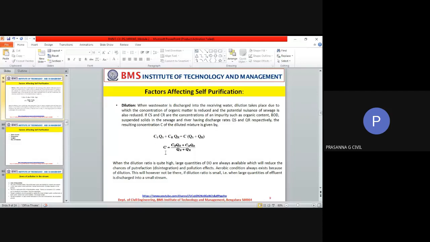That will give you the average concentration of BOD that is present. When the dilution ratio is high, large quantities of DO are available. What do you mean by dilution ratio? Suppose I have taken 10 ml of wastewater and made it up to 100 ml. So 90 ml of dilution water I have added. Okay, so then my dilution ratio becomes 10 by 100. So that will be the dilution ratio that I'm using.